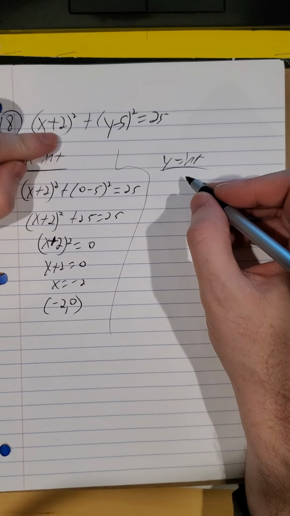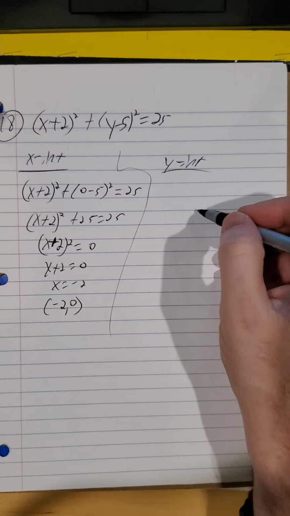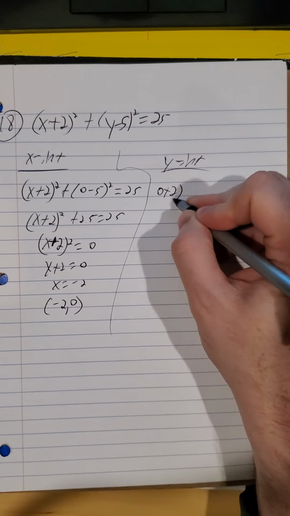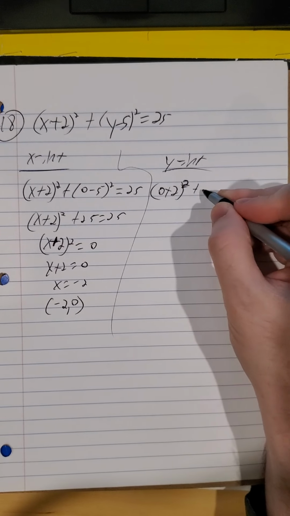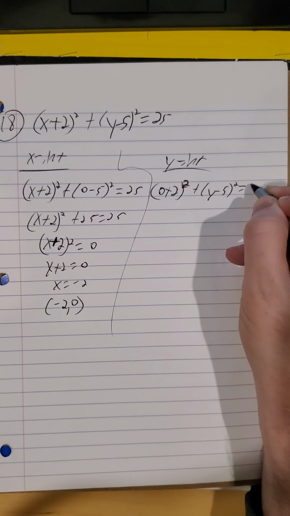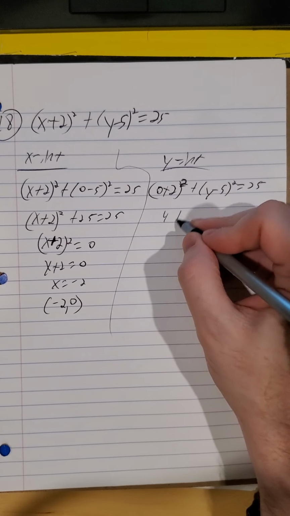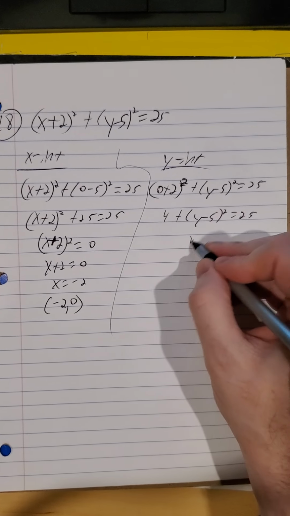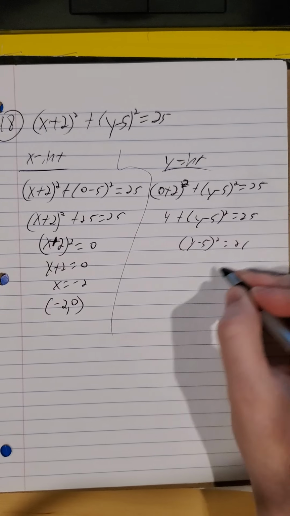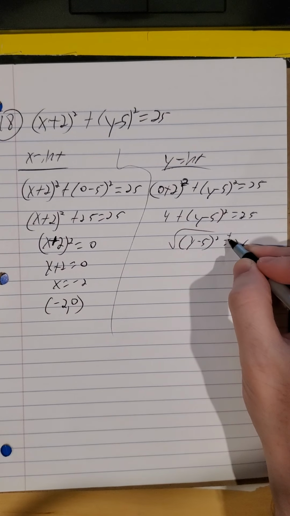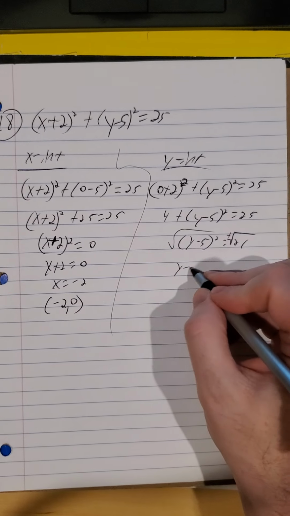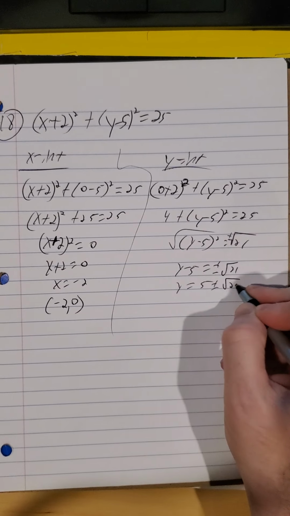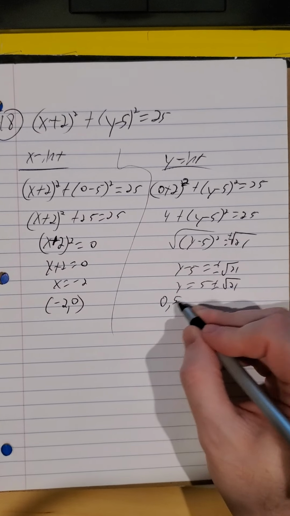Again, because our x only went 2 to the left and our radius went 5 out. So 0 plus 2 quantity squared plus y minus 5 quantity squared is 25. So 4 plus y minus 5 quantity squared is 25. So y minus 5 quantity squared is 21. Square root to both sides, plus or minus on the side with the constant. So y minus 5 is plus or minus root 21. So y is 5 plus or minus root 21, and turn those into ordered pairs.